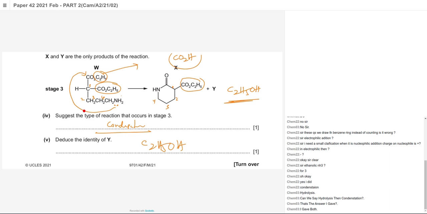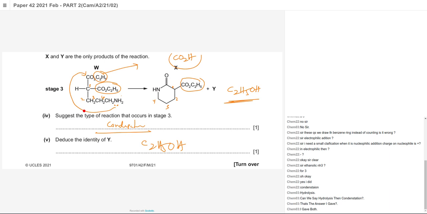Actually it's hydrolysis followed by condensation. So the main reaction here is condensation, even though the condensation occurs after hydrolysis. If you write both hydrolysis and condensation, then definitely you will get the marks because your condensation answer is correct, and the hydrolysis answer is not wrong. But if you write hydrolysis alone, it's not correct. You understand what I mean?